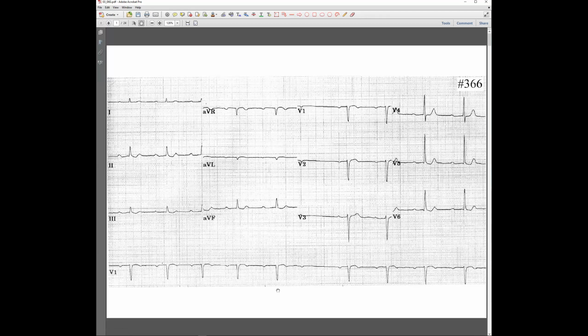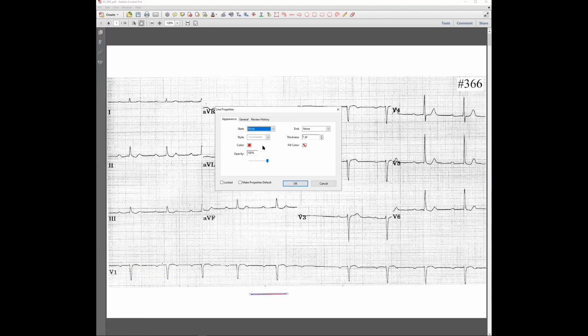Okay, fine. Next one, do we have P waves? Yes. Okay, and do these P waves come regularly? I think so. Yes, so we do have regularly coming P waves. However, not every P is conducted, yes? No.